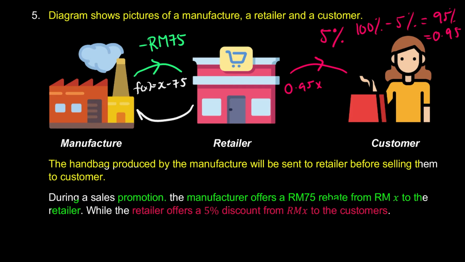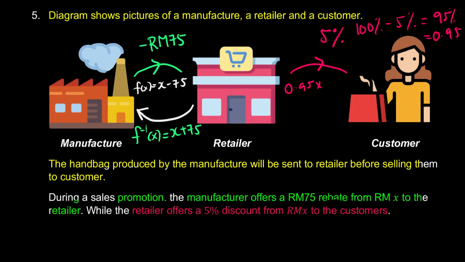So how do we do this? We just need to do inverse. Reverse it back to find the price that they are getting from the manufacturer before the discount. So before the discount, we just need to plus back the 75 ringgit.